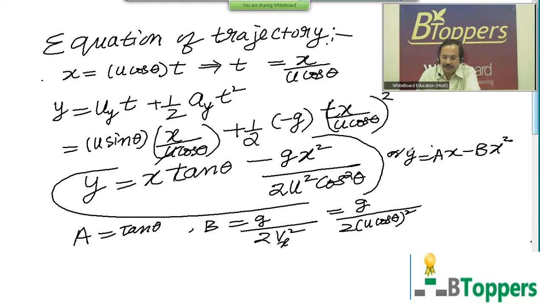In some of the numerical problems, we try to use the equation of trajectory in another form, in terms of the horizontal range. Some problems can be solved faster if you express the equation of the trajectory in terms of the horizontal range. So I am going to also express this equation of trajectory in terms of the horizontal range.